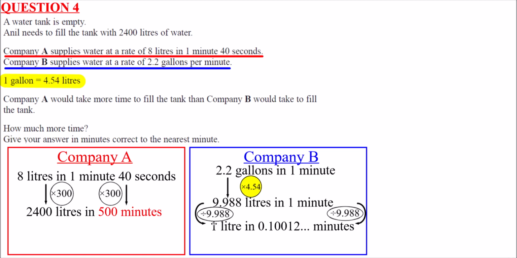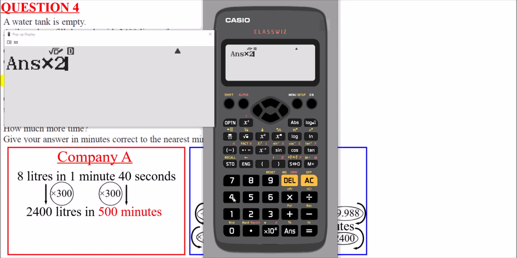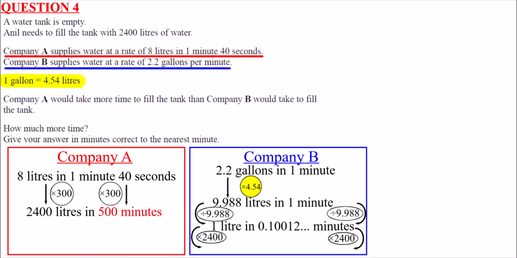Then to go from 1 litre to 2,400, I can now multiply both sides by 2,400. So take this number here, multiply by 2,400, gives me 240.29 minutes. 0.28, 0.29, I didn't round off properly. But 2,400 litres is about 4 hours to fill up.